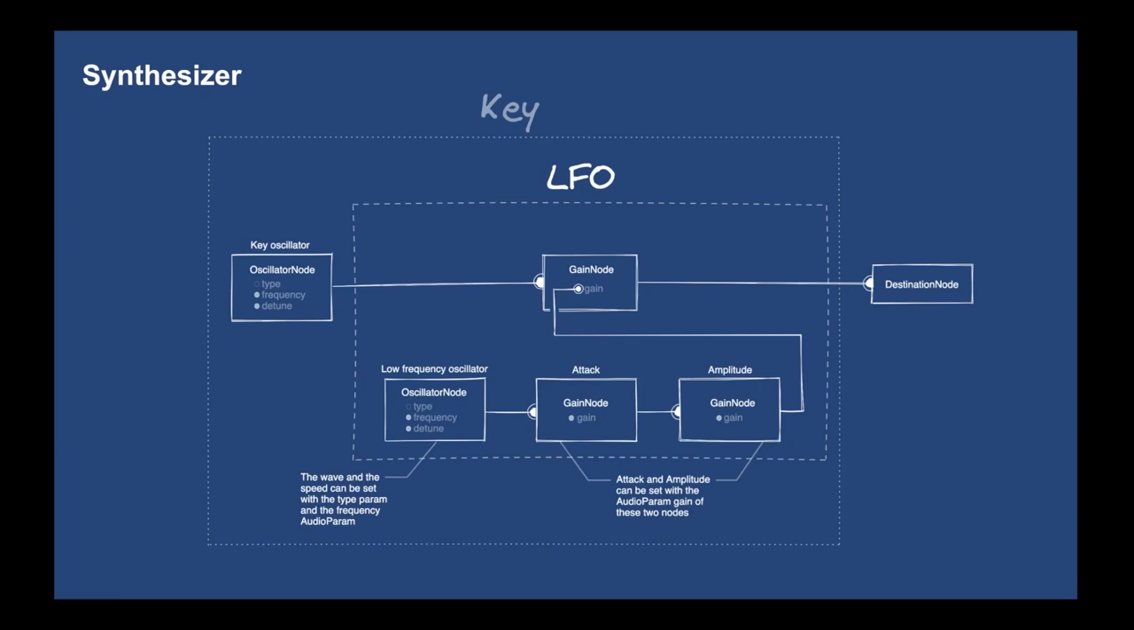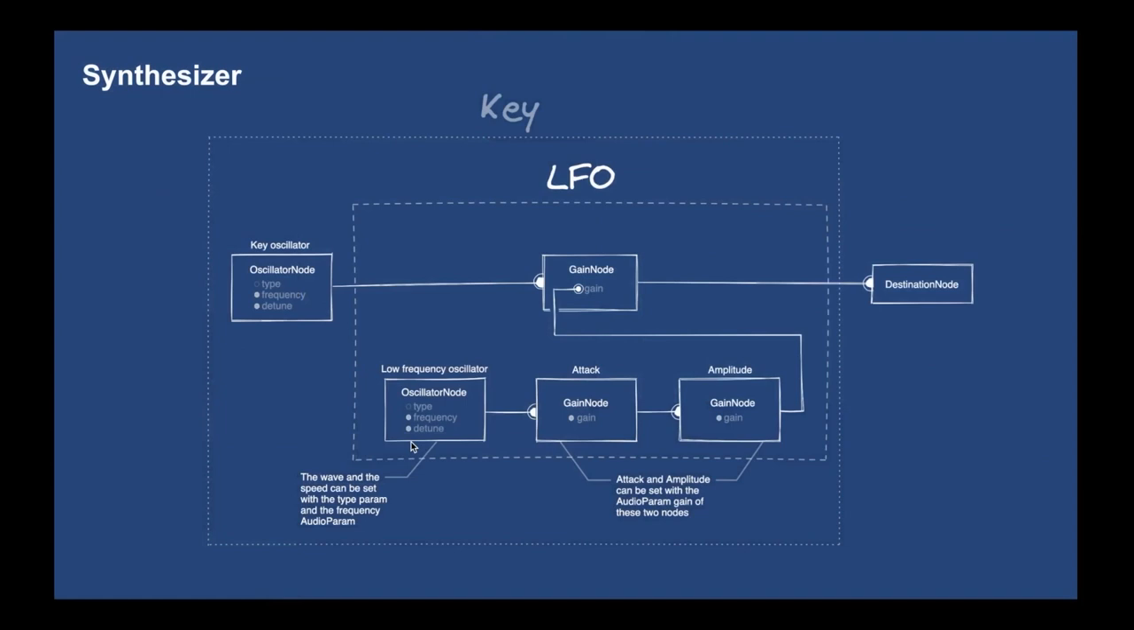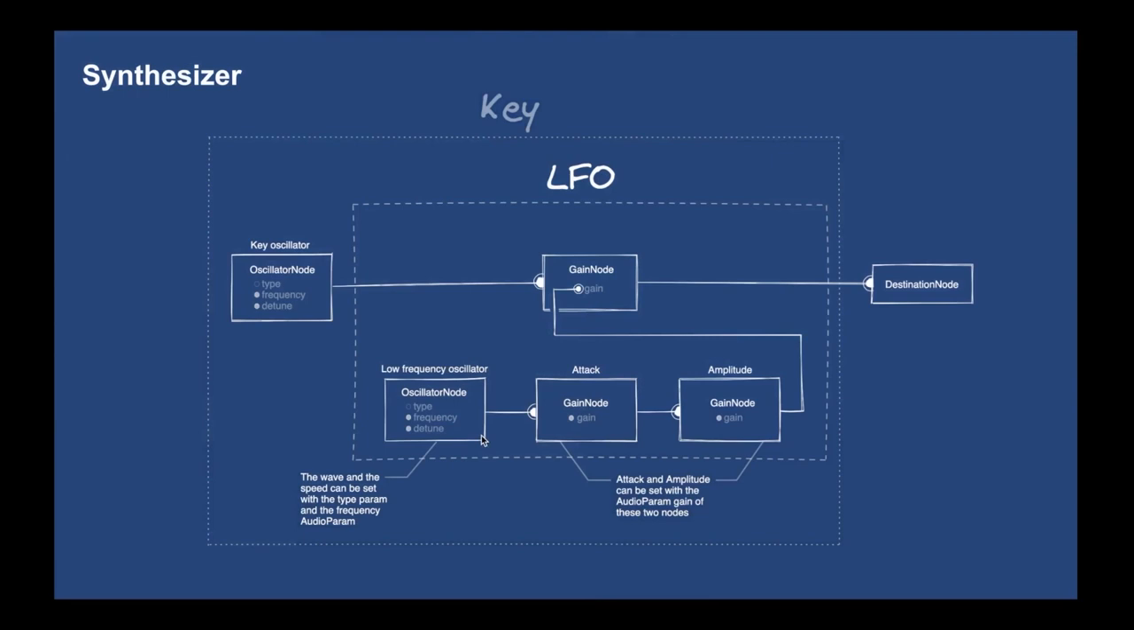Now, playing with the parameters of these three nodes will impact the settings of the original sound. We can play with this node, we can set the speed, we can change the type, we can play with this gain to change the attack, and this gain to change the amplitude. See, the attack, the speed, and the amplitude. This is the type. And the last one is the delay. To change the delay, as this is an oscillator node, we have to start it. Okay, and the delay specified here will be the delay we give to the start function to start this oscillator.